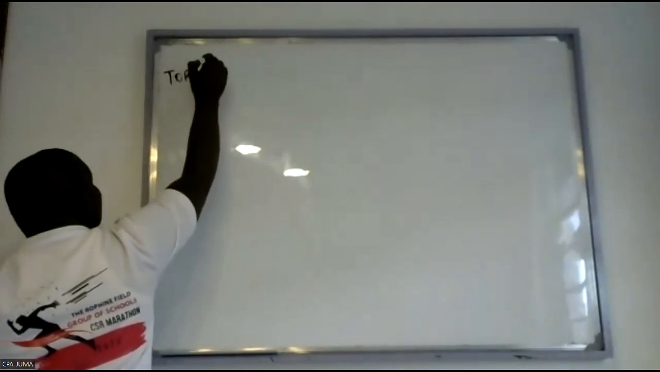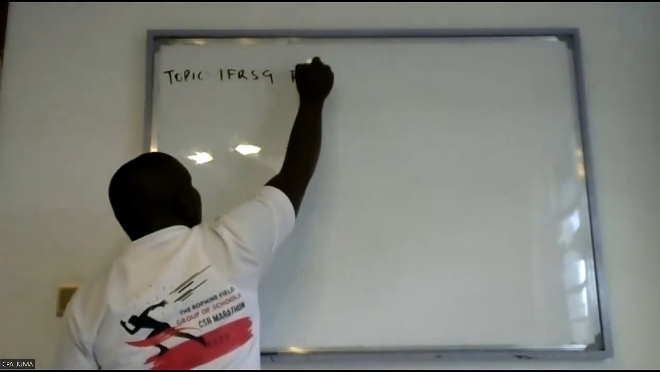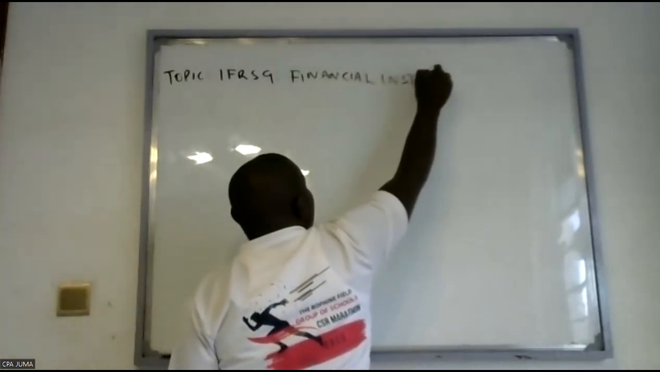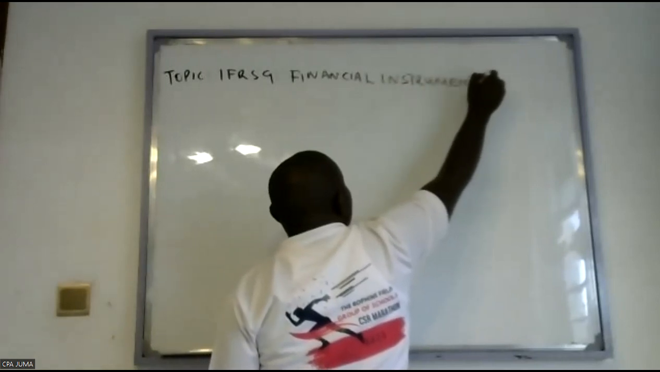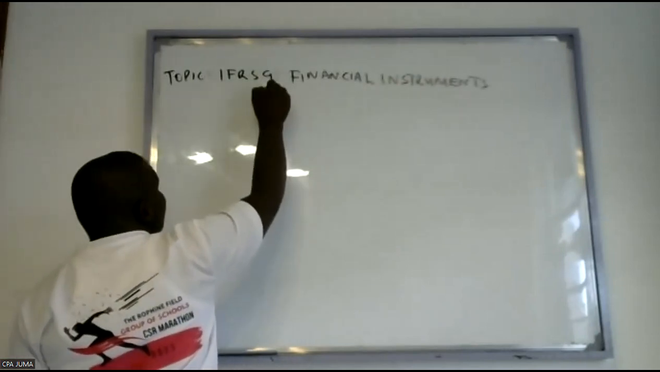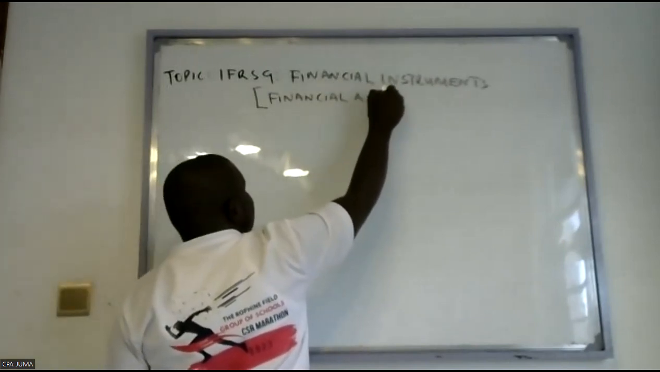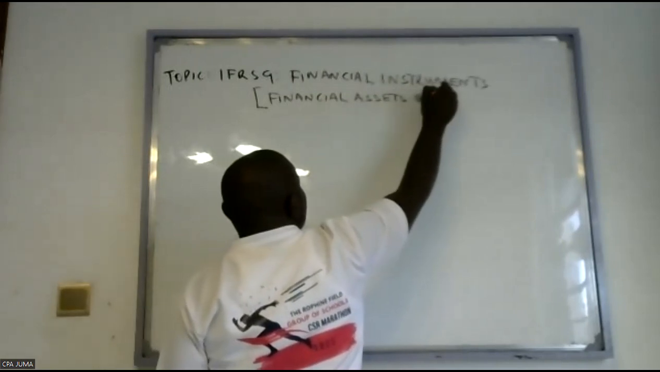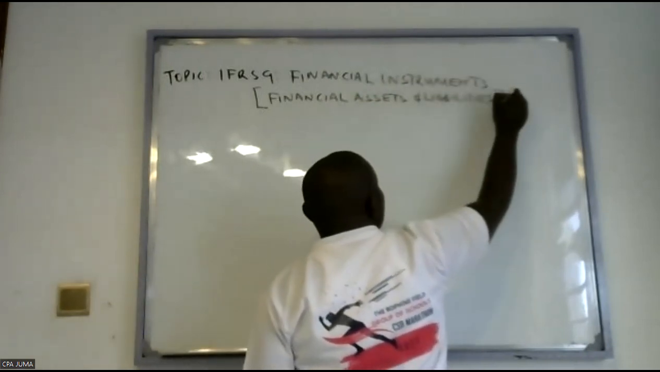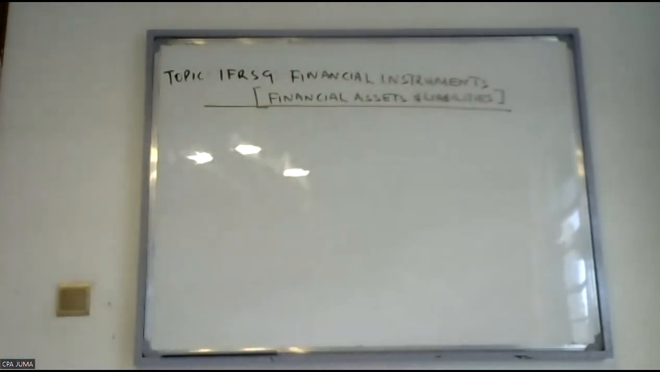Topic: financial instruments, in brackets financial assets and liabilities. Right. Have that.